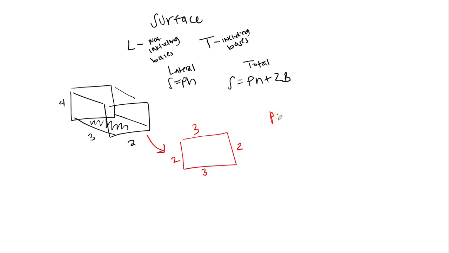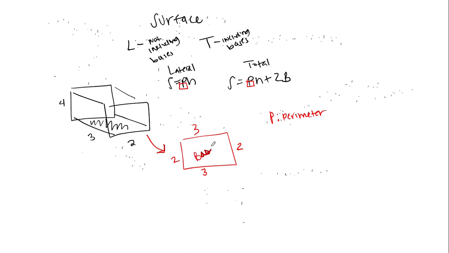So remember, capital P is the perimeter of the base. So when I do my capital P, I'm talking about my base. I just drew a little rectangle there to remind us. This is talking about the base only. So these are the numbers I'm looking at: 3 plus 3 plus 2 plus 2.